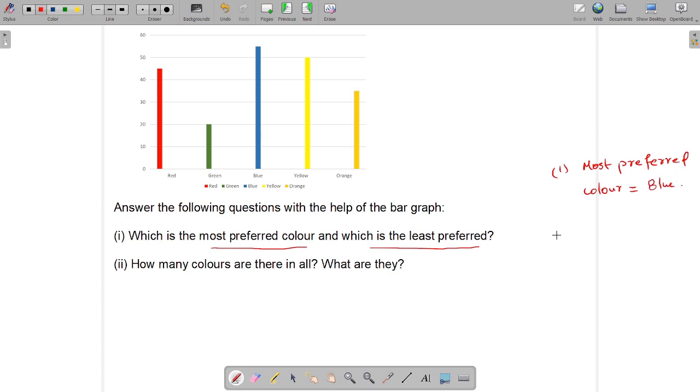Then there is another part, least preferred. From the graph it's very clear, the least preferred is green. Now, the second part is, how many colors are there in all? It's very simple. There are 5 colors and the colors are red, green, blue, yellow and orange. Let us discuss another one.